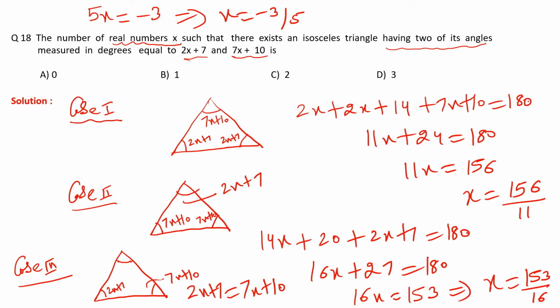Let's calculate them. 2x plus 7 will certainly be positive, because it is going to become minus 6 upon 5 plus 7. So it is minus 6 upon 5 plus 7, which is 35 minus 6, which is 29 upon 5. Fine. This is one angle. Another is again 29 by 5, because 7x plus 10 has to be equal to 2x plus 7. So this angle comes around 5 point something, right? This is also 5 point something. So when we add them, we get 10 point something.